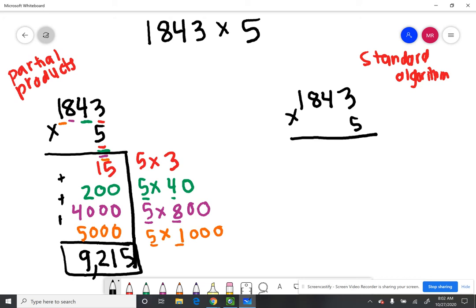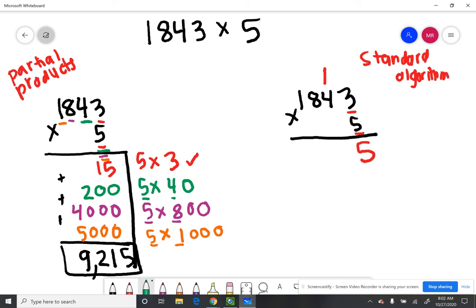Okay, so just like standard algorithm with adding and subtracting, sometimes you need to regroup. So here I'm going to go same thing. I'm going to start with 5 times 3, and I get 15. We already did it over here, right? 15. But in this case, I'm going to put the ones in the ones place, and I need to regroup that 10, right? So I have the 5 in the ones. The 1 is now in the tens place.